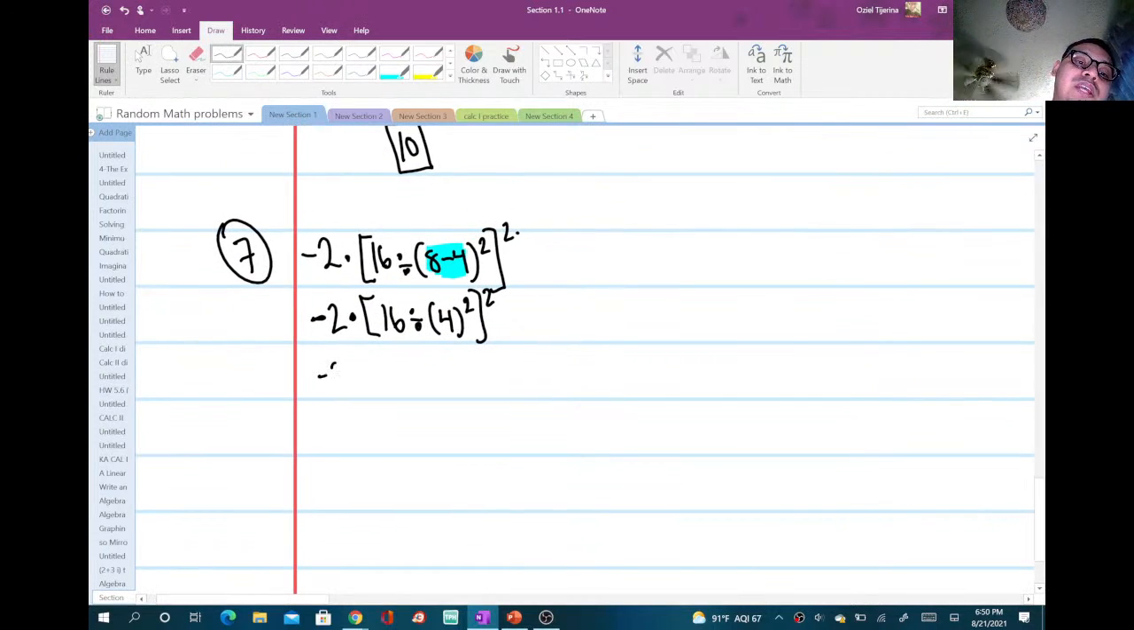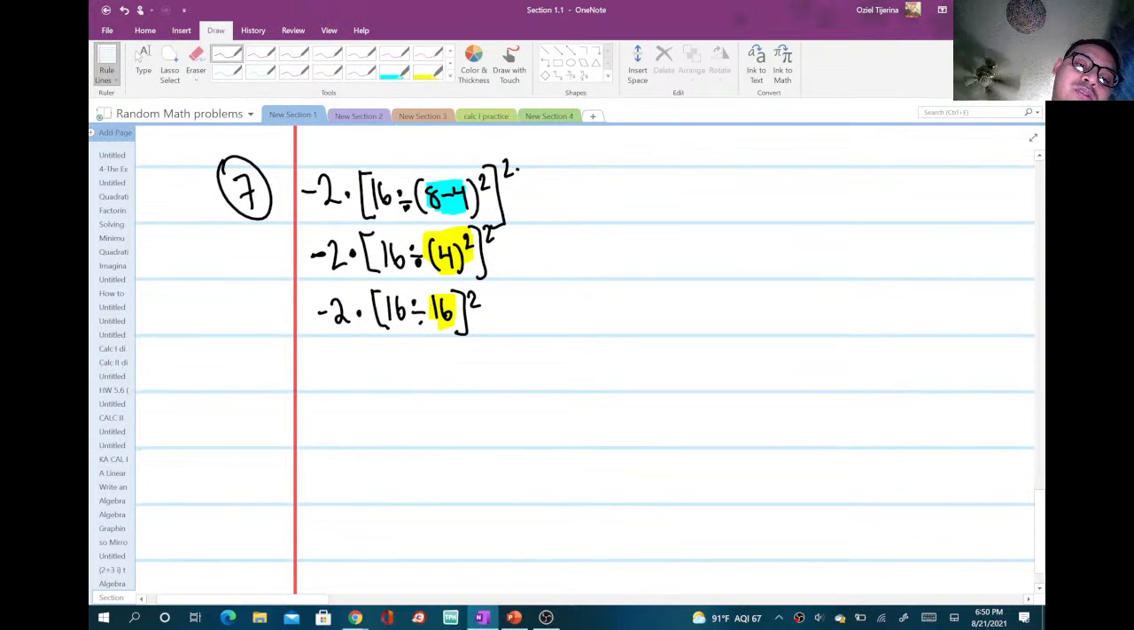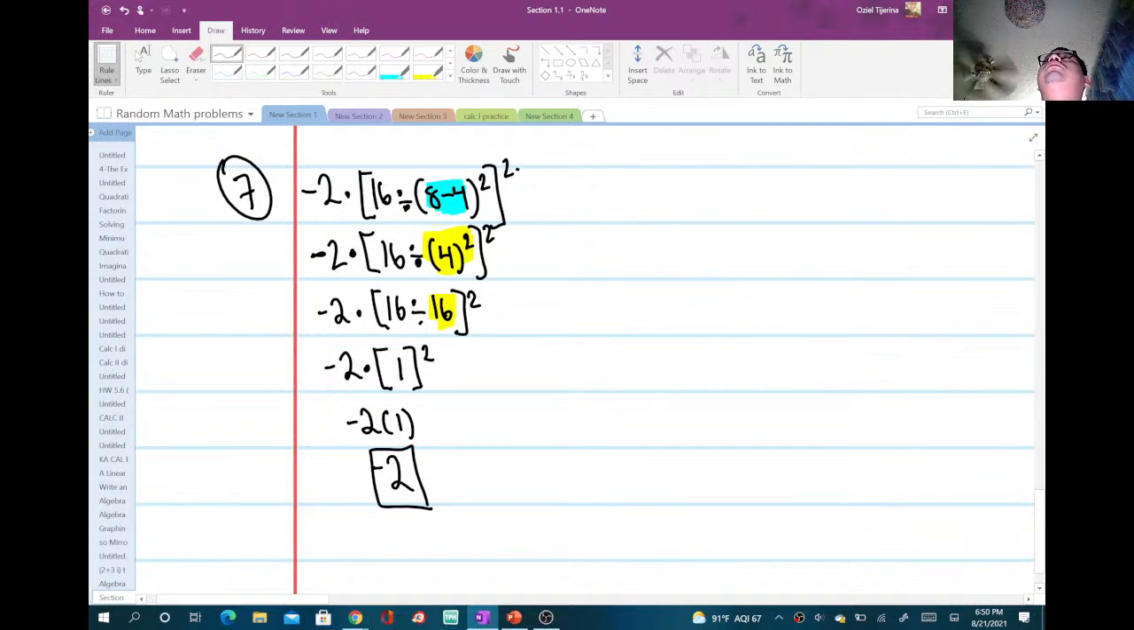And then we have -2 times 16 divided by 16, because really 4 squared is really just 16, and then we are doing quantity squared, right? So then we have -2 times, and it's going to be 1 squared. So then we have -2 times 1, which is -2. And that is how you do that one.